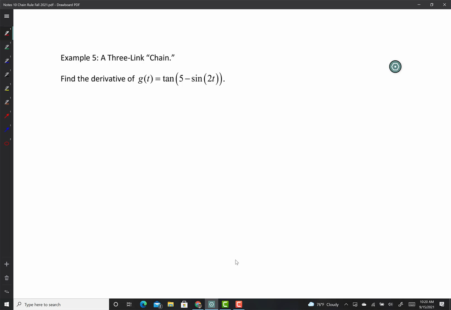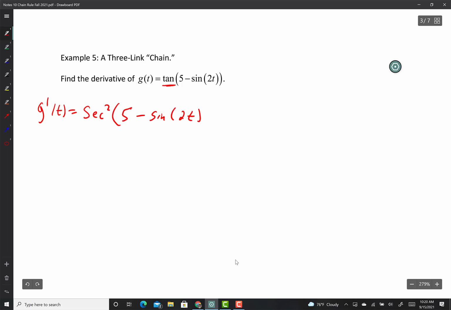So here we go. It says find the derivative. So I'm going to write g prime of t equals, so you work your way from the outside in. What is the derivative of tan? Secant squared. So I'm going to write secant squared. Now, instead of writing x, I got to write the argument that they give me here. By argument, I mean stuff inside the parentheses. So I'm going to write 5 minus sine 2t, close. Am I done? No. Now we're going to take the derivative of 5 minus sine 2t.